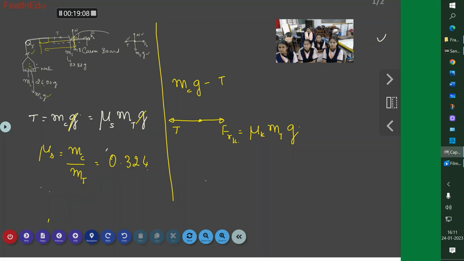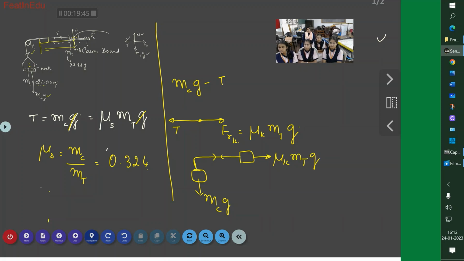Now you see, I will take this slightly higher. This was our container and this was our trolley. Now these two are connected by a spring. You can consider them as a system. On this system, the tension becomes an internal force, so forget it. Now what are the external forces acting on this? Yes, good. mc into g is one external force, and friction is another external force.